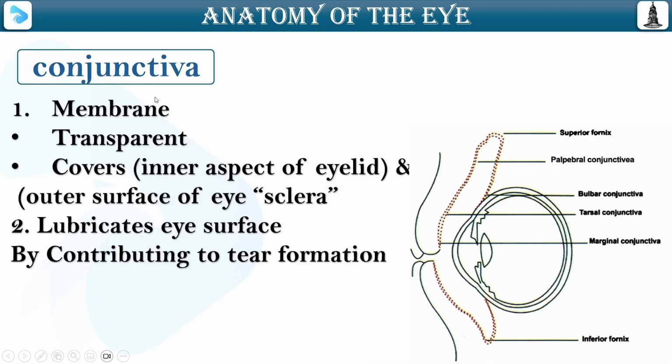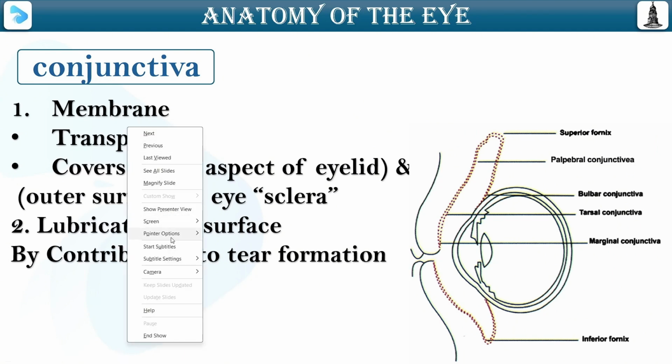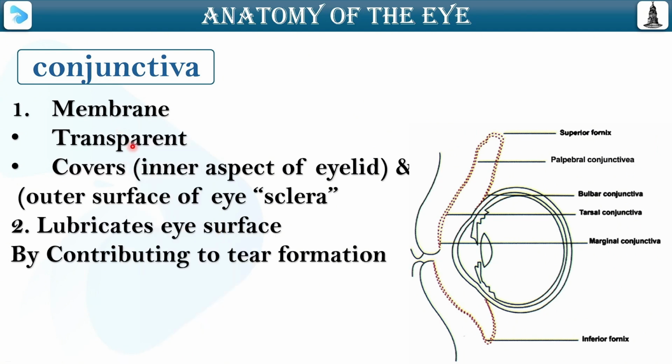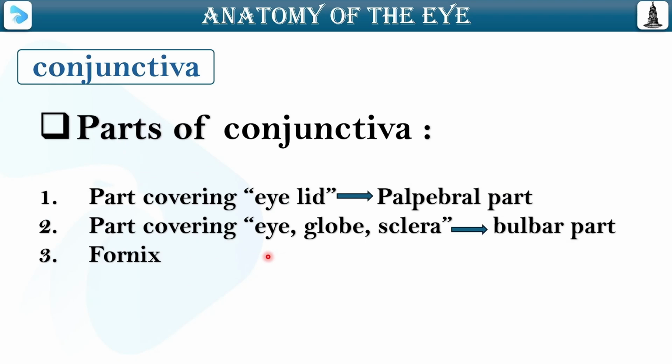Now to the conjunctiva. It's a membrane, and that membrane is transparent. It covers the inner aspect of the eyelid. Here we go, this is the inner aspect of the eyelid. It also covers the outer surface of the eye, that's clear, it's this part. It lubricates the eye surface by contributing to tear formation.